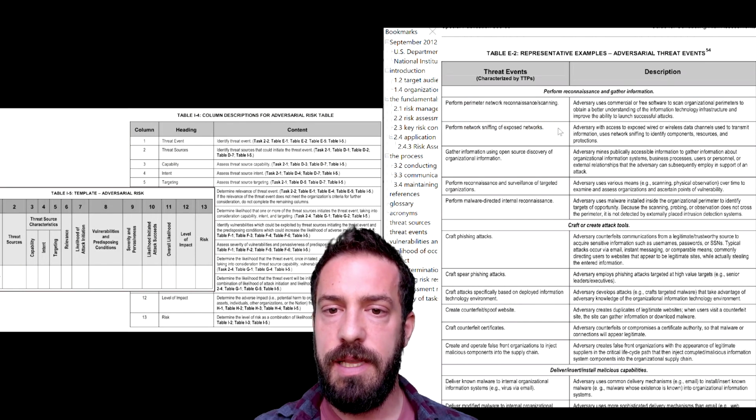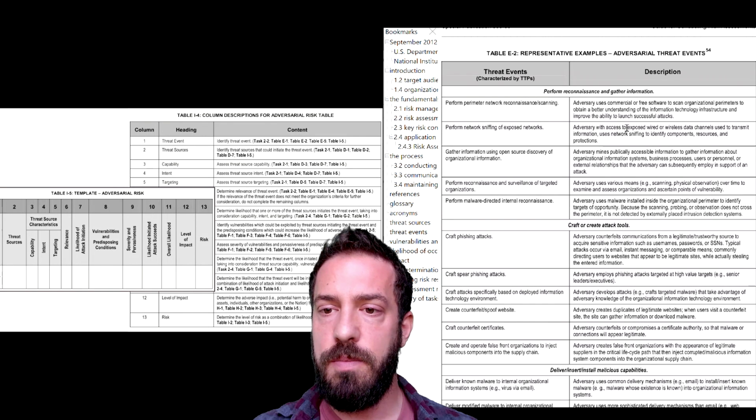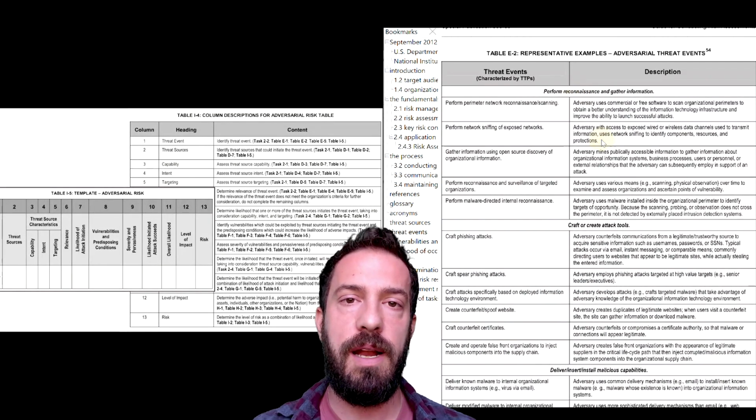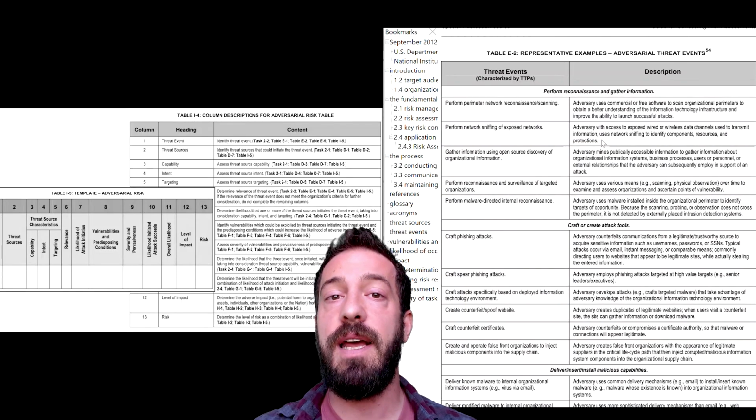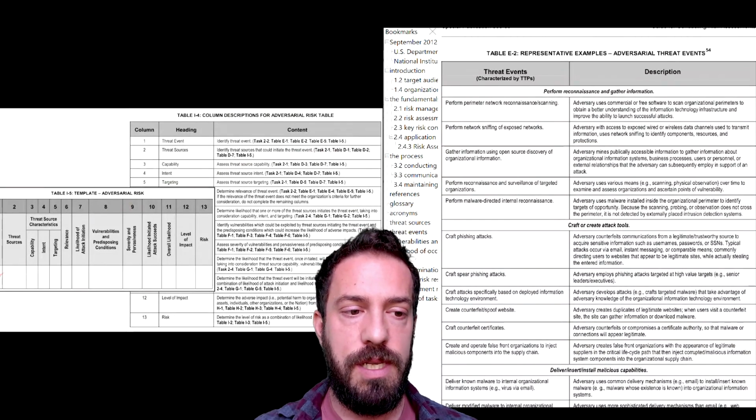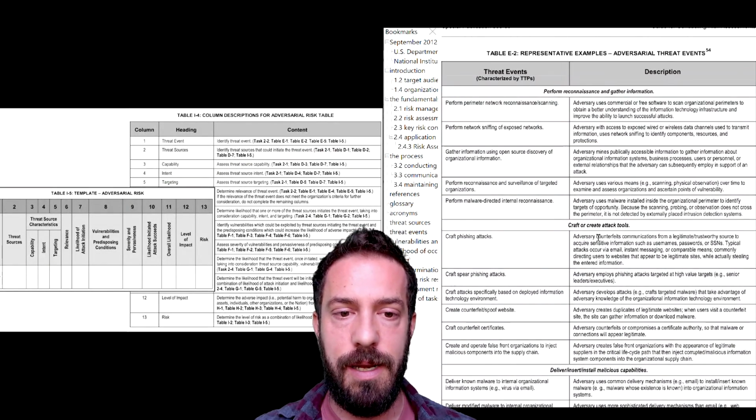So what is this threat? I'm trying to understand its risk. Adversary with access to exposed wired or wireless data channels used to transmit information uses network sniffing to identify components, resources, and protection. So this is reconnaissance. If something is open and available, the adversary can find information about my network. So this is the threat event I'm considering currently.